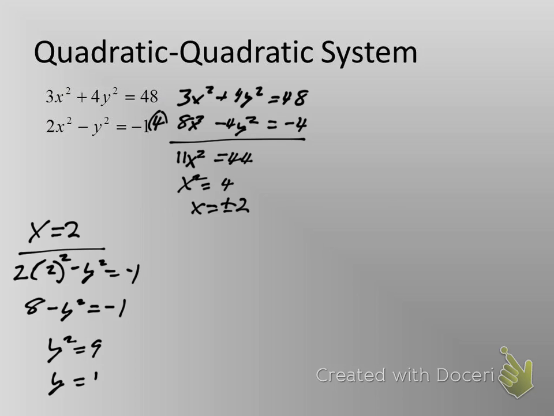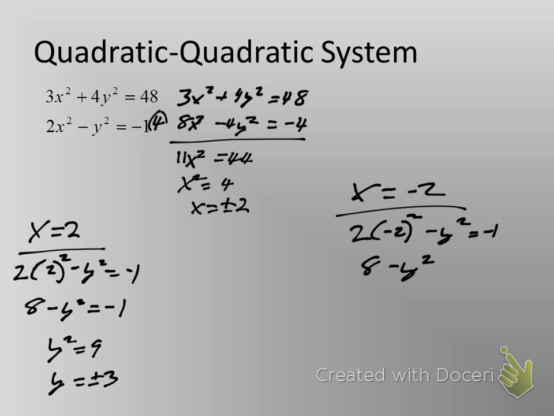See, this should be like the whole test, actually. Go the other way. x equals negative 2. Get 2 times negative 2 quantity squared minus y squared equals negative 1, which gives you 8 minus y squared equals negative 1, which gives you the same thing, y squared equals 9, y equals plus or minus 3. So you have an answer smack down in the middle.